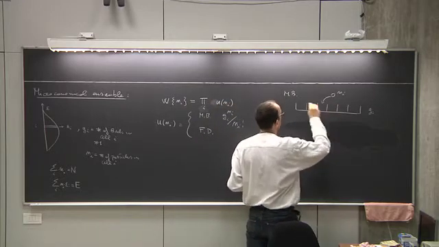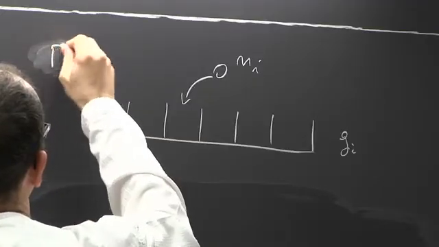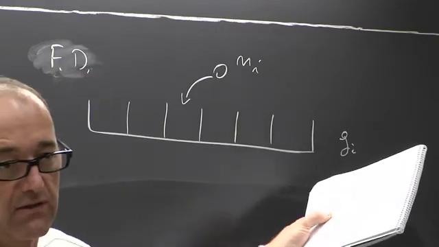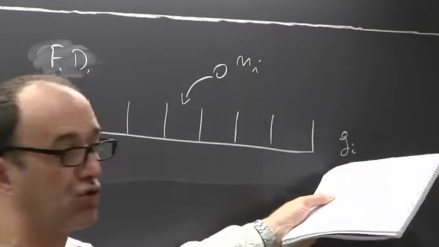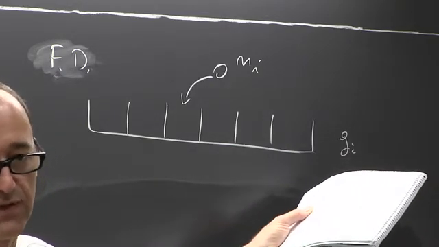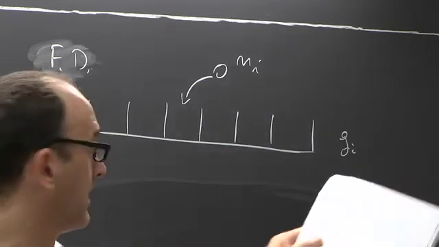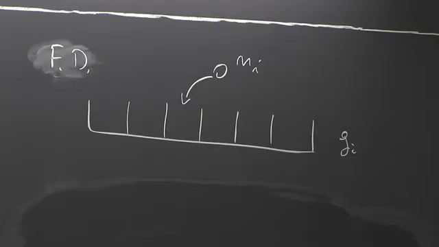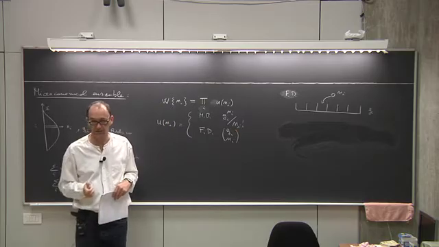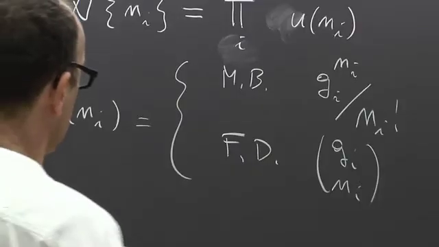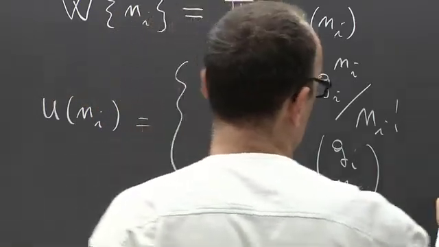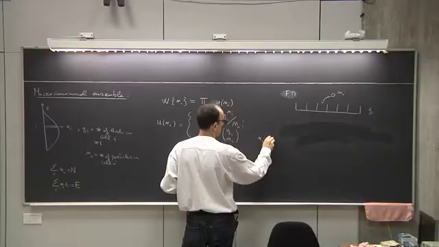In order to compute the number of ways in which I can do this in the Fermi-Dirac case, I have to look at the number of possible ways in which I can choose the ni energy levels which are occupied out of the gi energy levels. And this is just the combinatorial factor, gi choose ni. Okay? And of course I will have ni less or equal to gi.